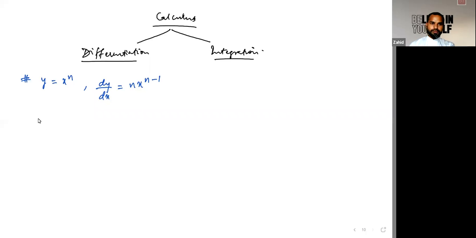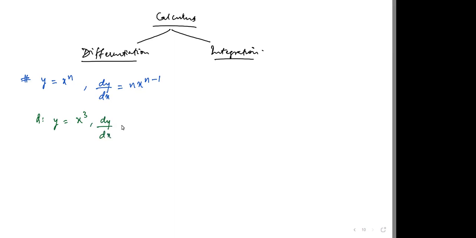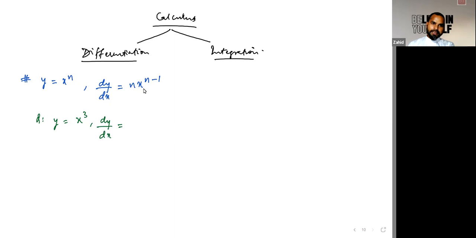I'm giving you one problem related to this. Let's say y equals x raised to 3. Using this rule, dy/dx equals n x raised to n minus 1. Here n is 3, so according to this rule, it will be n x raised to n minus 1. On solving, you will get 3x squared. This is how we differentiate any function related to this expression. Is it clear?